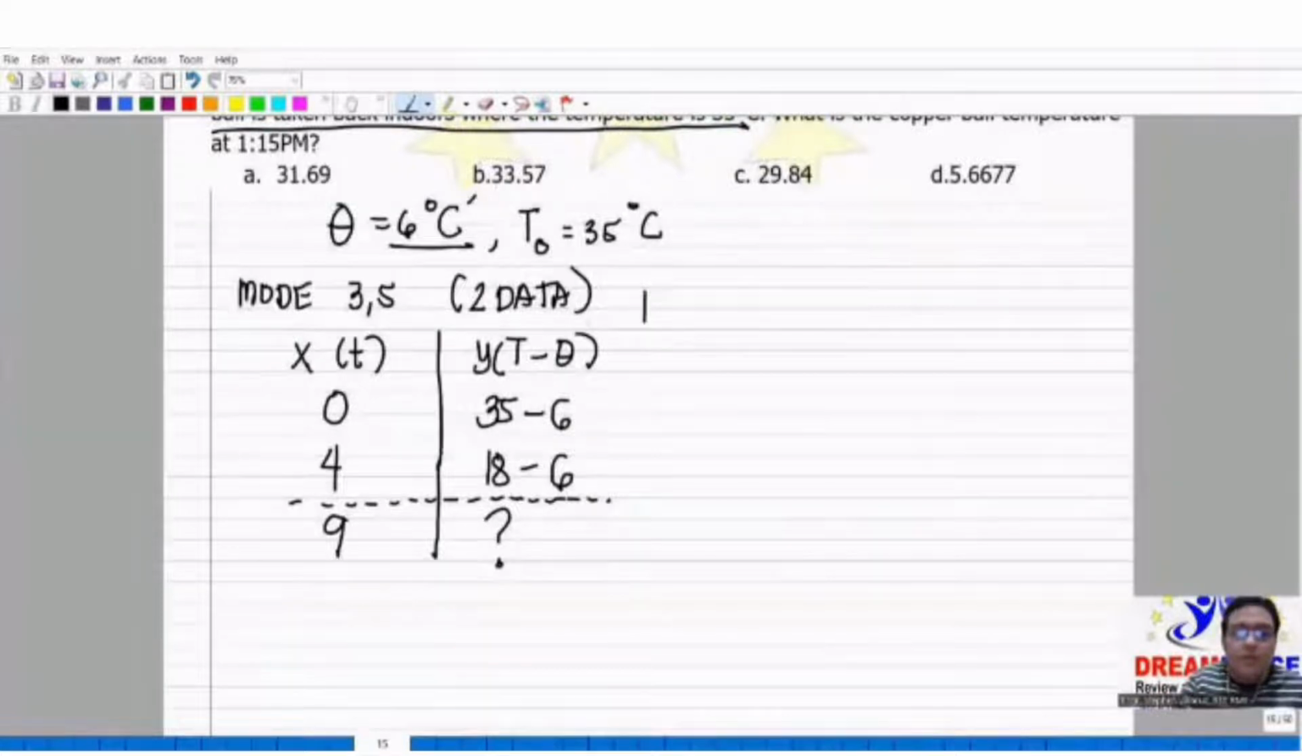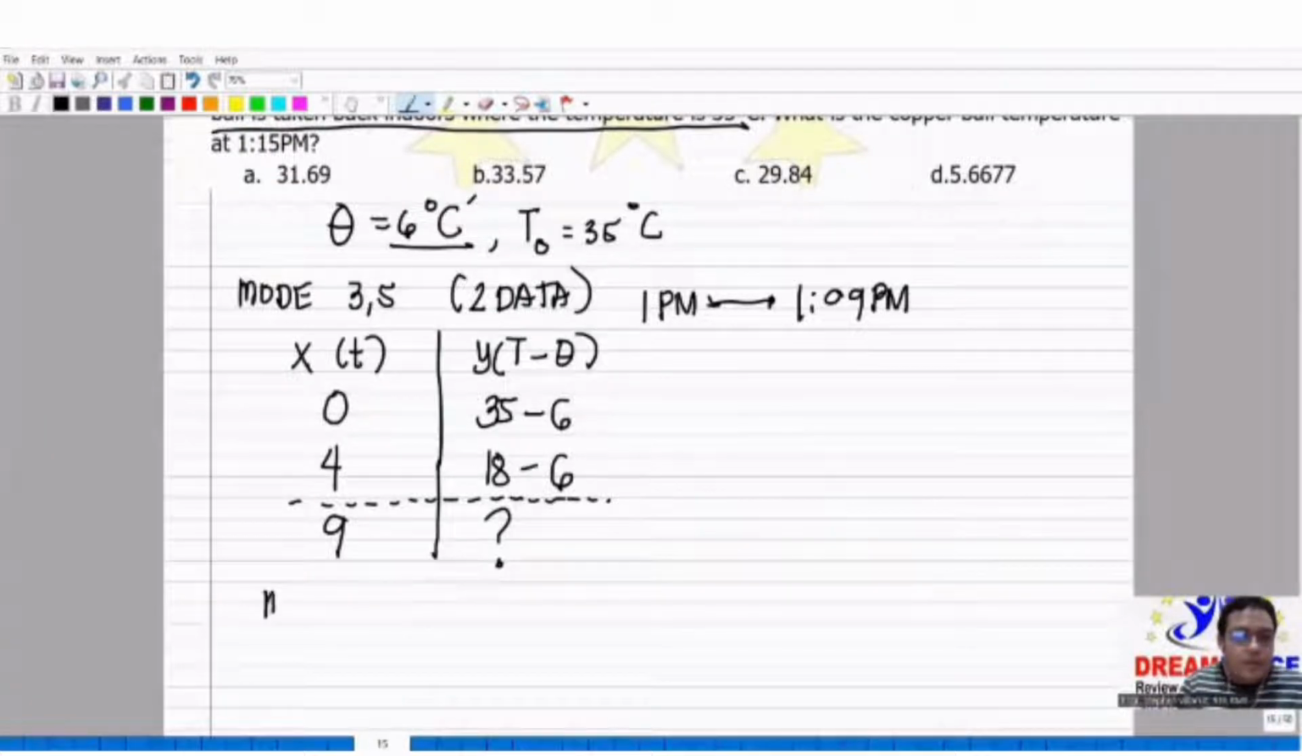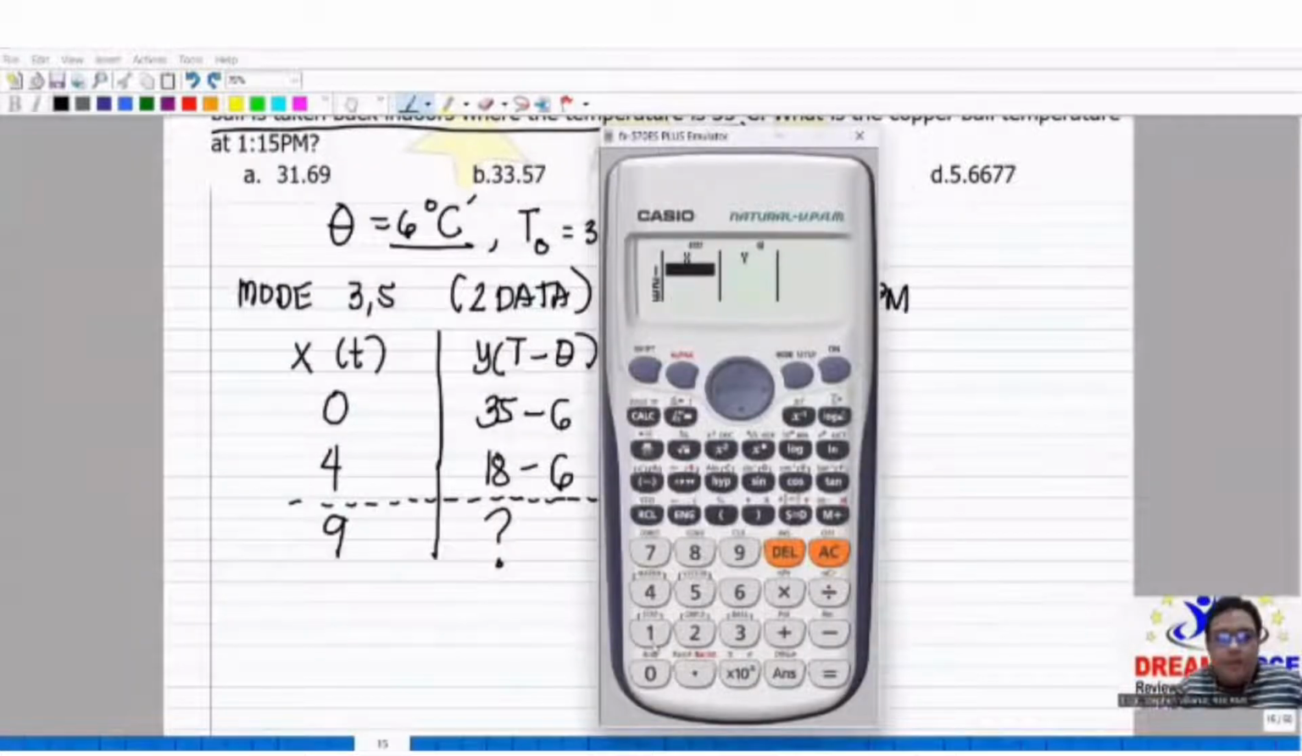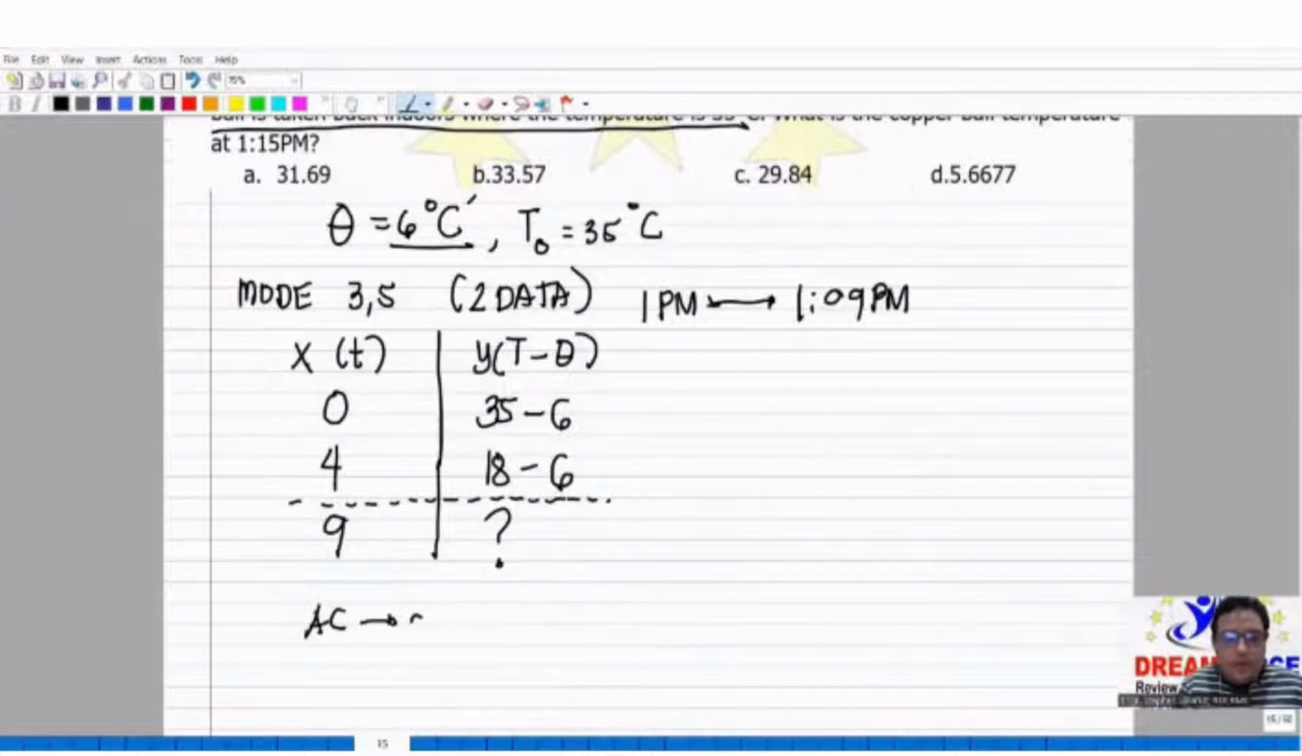Okay? So, this is from 1 p.m. to 1:09 p.m. Yan. So, this is type data lang po, mode 3.5. Ayan. So, that is 0. This is 4. And dito sa kabila, 35 minus 6. Then 18 minus 6. Then press AC lang po. Then shift.